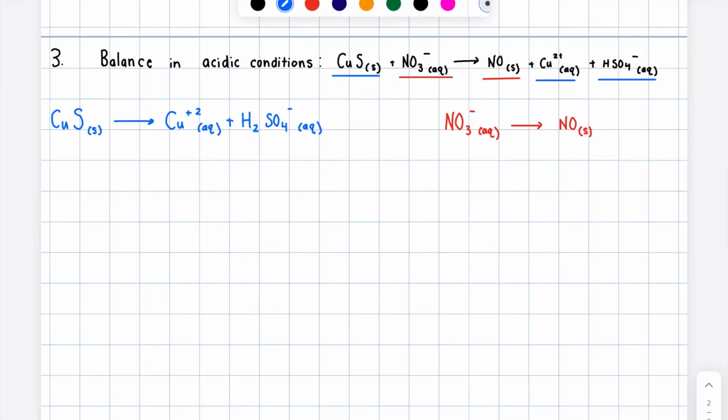balanced equation. Let's begin. The two half reactions that we have are copper sulfide reacting to the copper 2 ion and hydrogen sulfate, and then we also have nitrate reacting to nitric oxide. Let's focus on the copper sulfide half reaction.